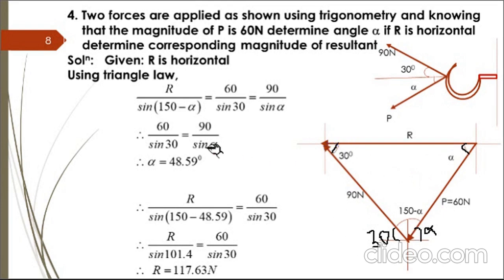Now in the given triangle, let's write down the sine equation. So r divided by the front side sine of 150 minus alpha, then 60 divided by the front side sine of 30, and 90 divided by the front side angle sine of alpha. Now equating the second and third ratio, we get alpha as 48.59 degree. Then taking the first and second ratio, substituting the value of alpha, we get the value of resultant force R as 117.63 Newton.